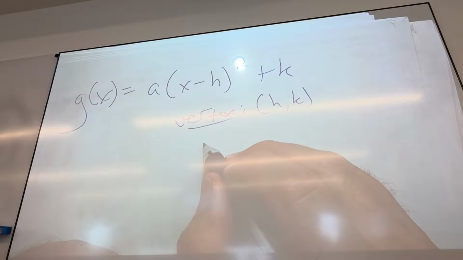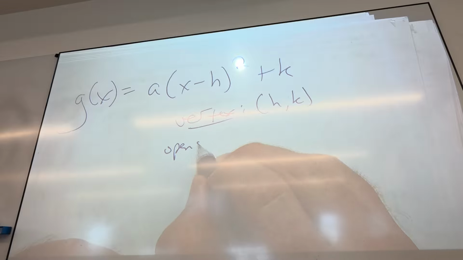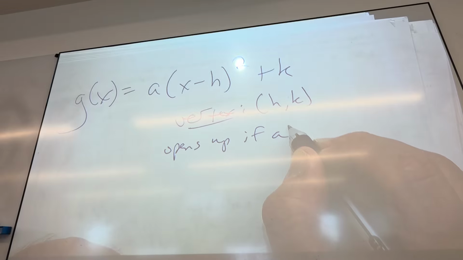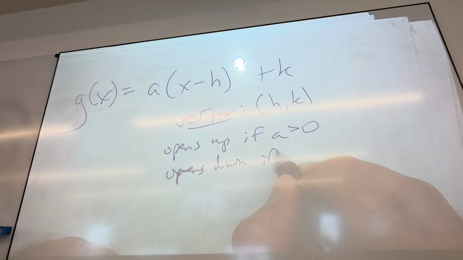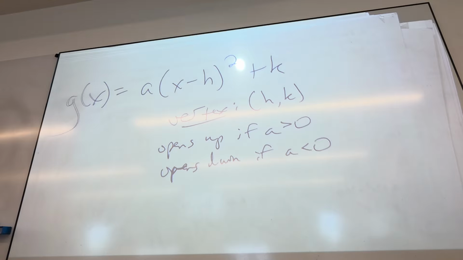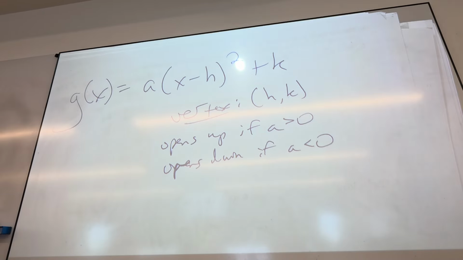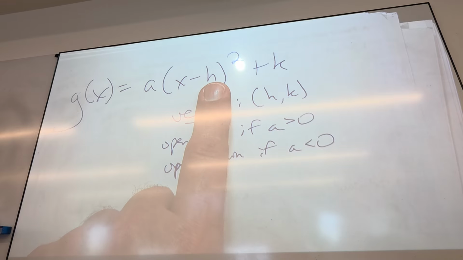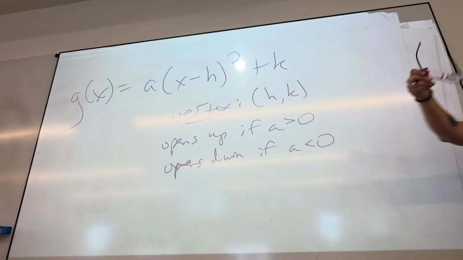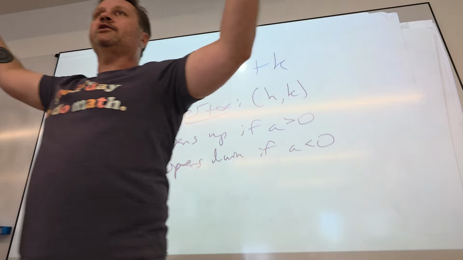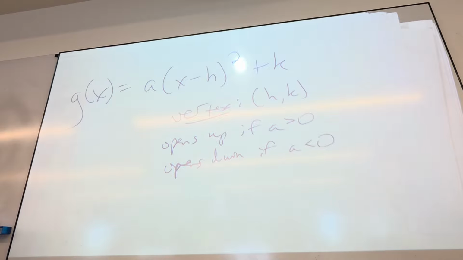Yeah, what would have to happen for it to open up? If A is greater than 0, it opens up; it opens down if A is less than 0. If it's in this form, I know a lot about it, yes? Just like if a line is in the form y equals mx plus b, I know a lot about it. So this idea of putting the equation in a certain form, aspects of this graph just jump out at me. That happens all the time.